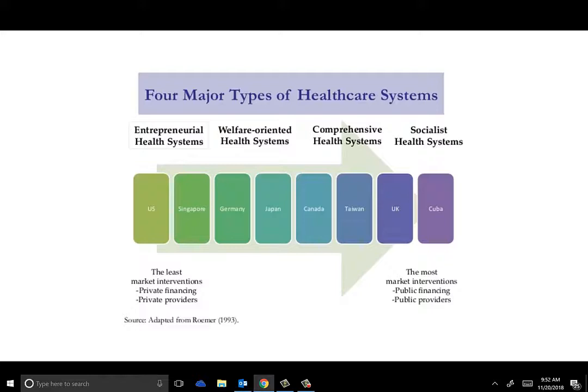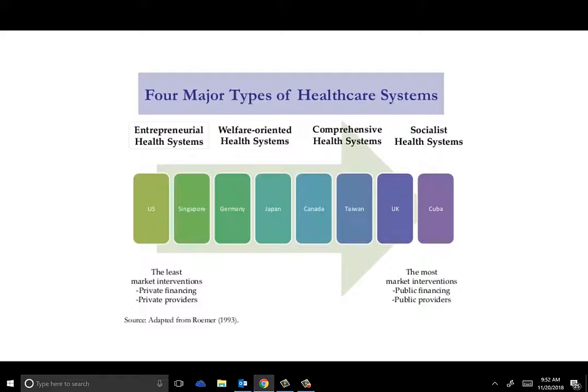The real important part here is that they range from private financing and private providers, meaning that the providers aren't government employees, to having a lot of intervention by the government, so having a lot of public financing, a lot of public providers. So there's a range in that area, and so from the U.S. over to Cuba there on this graph, you can see.